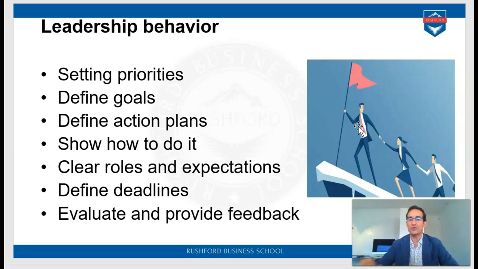Then of course you have to evaluate and provide feedback. You cannot evaluate and provide feedback at the end of the task. You will have to apply a routine of partial checks, temporarily defined, when you are giving feedback and evaluating the progression of your collaborators. So that's what is expected from a leader.